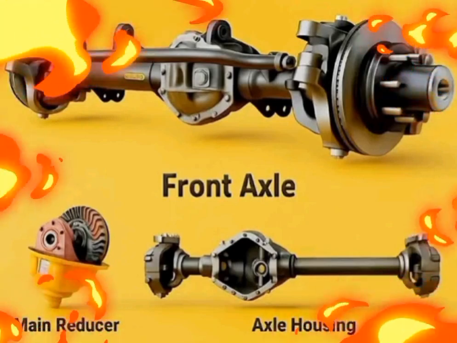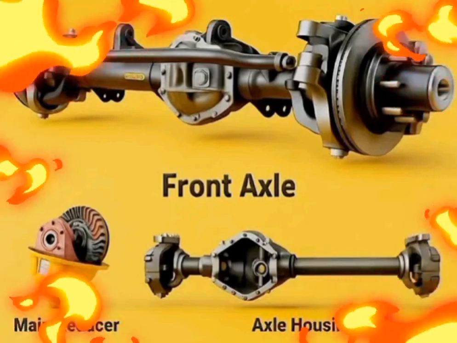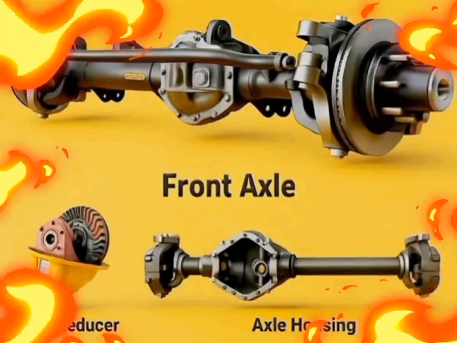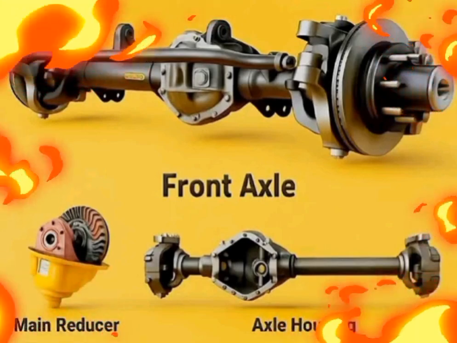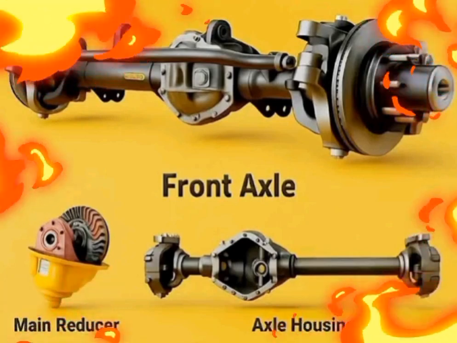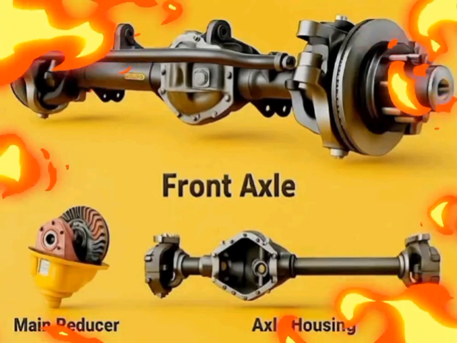The front axle of a car is a critical component of the suspension and steering system. It connects the front wheels and allows for both load bearing and turning movement. Here are the main parts of a typical front axle assembly.